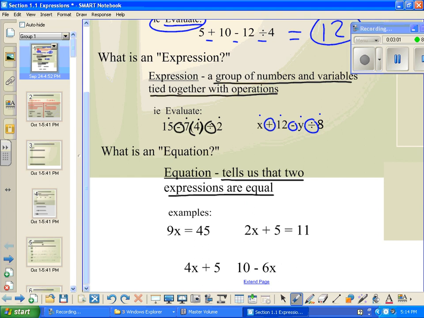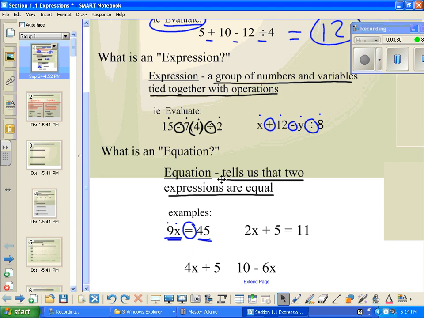So expressions, remember, are just numbers and variables tied together with operations. If I look down at some of the examples I have down here, 9x, that's just a number and a variable tied together by multiplication. Okay, so that's an expression. And then I have a number just sitting over here by itself on the other side, 45. That also is an expression. Well, it's tied together with this equal sign. It says that the left side's equal to the right side. An equation tells us that two expressions are equal. This one is equal to that one. So that's an equation. Okay.